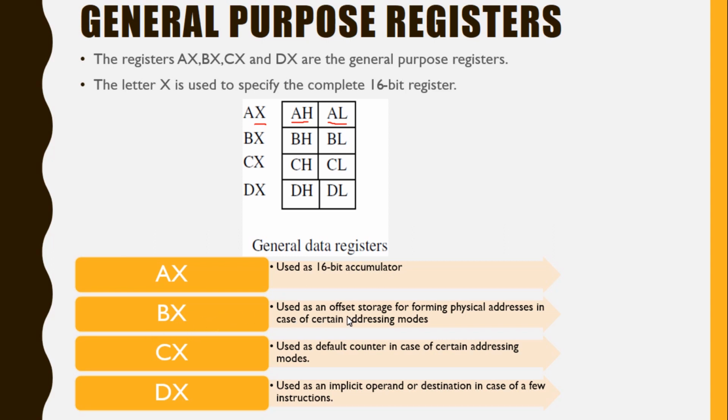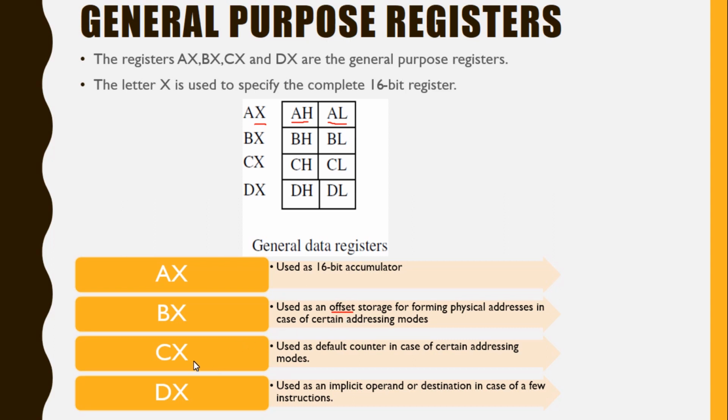BX is used as an offset storage for forming physical addresses in case of certain addressing modes. Offset is a type of addressing mode. It gives you the distance from a particular location. We will study the addressing modes in detail, then you will understand what offset addressing mode is.